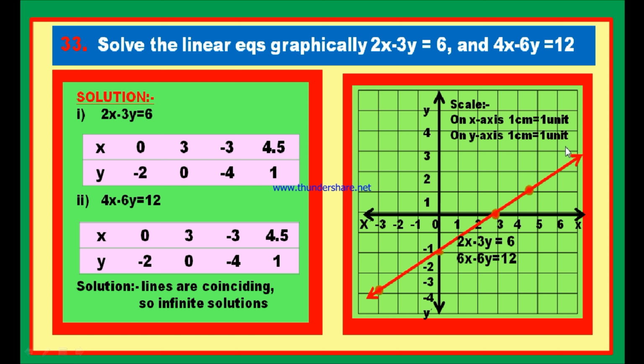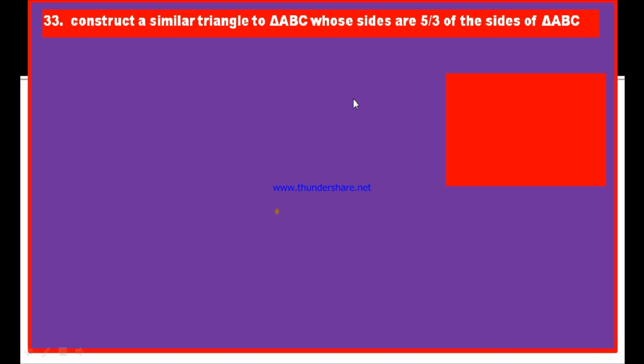Now another question, question number 33. Construct a similar triangle to triangle ABC whose sides are 5/3 of the sides of the triangle ABC. I shall repeat. Construct a similar triangle to triangle ABC whose sides are 5/3 of the sides of the triangle ABC. Whenever you go for a construction, first of all you should draw a rough diagram at the top right corner of the page. Here is the rough diagram.